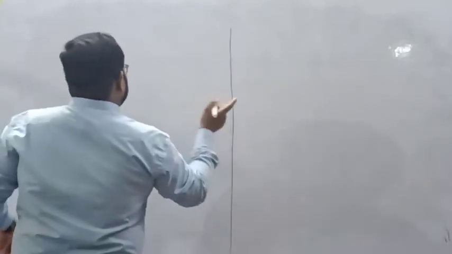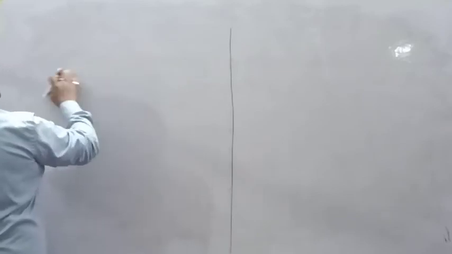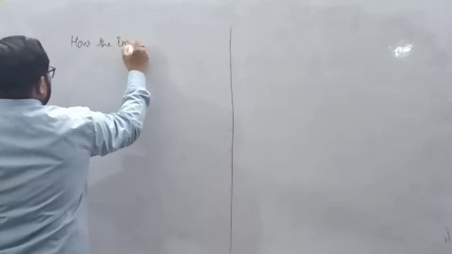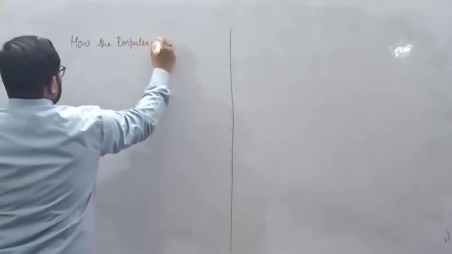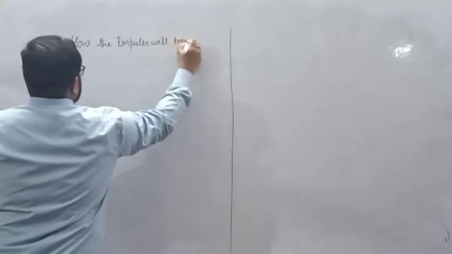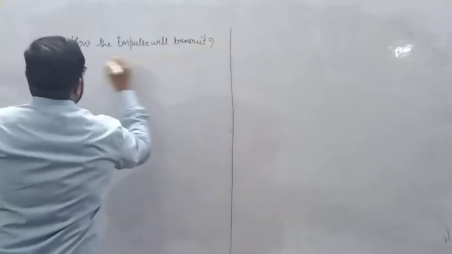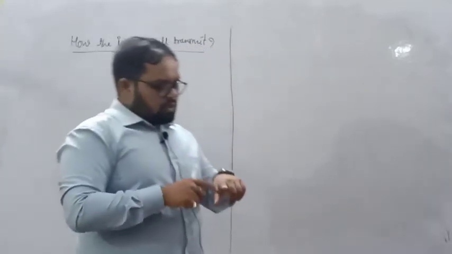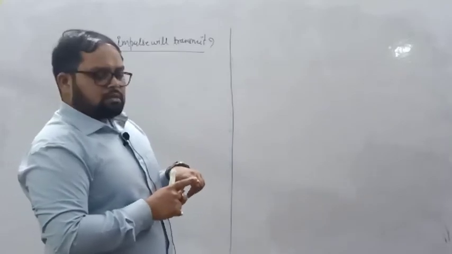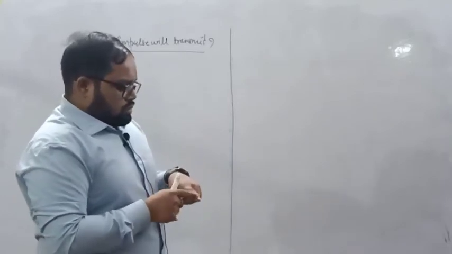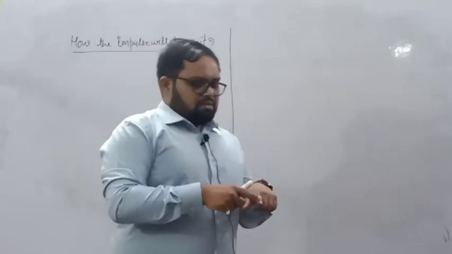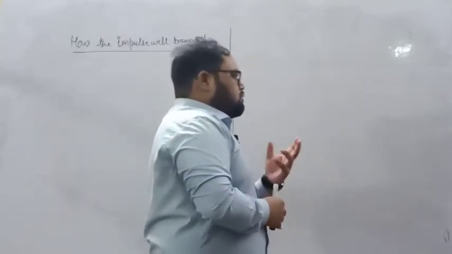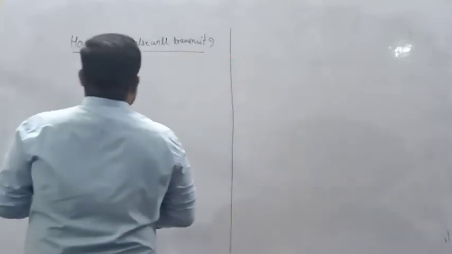So the first question in today's topic is how the impulse will transmit. Suppose that here some sensation is there. The sensation or the stimulus will be transferred from here to the brain and from the brain to this part. So how is it transferred, and what is the mechanism involved in that?